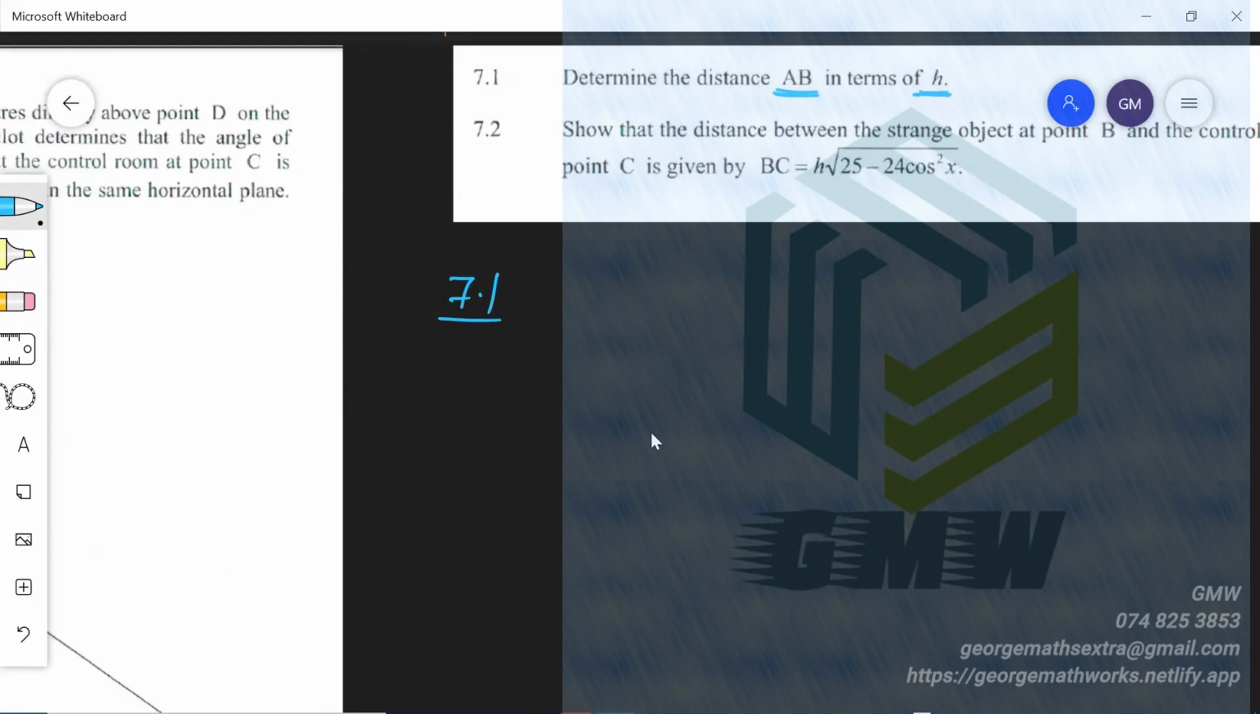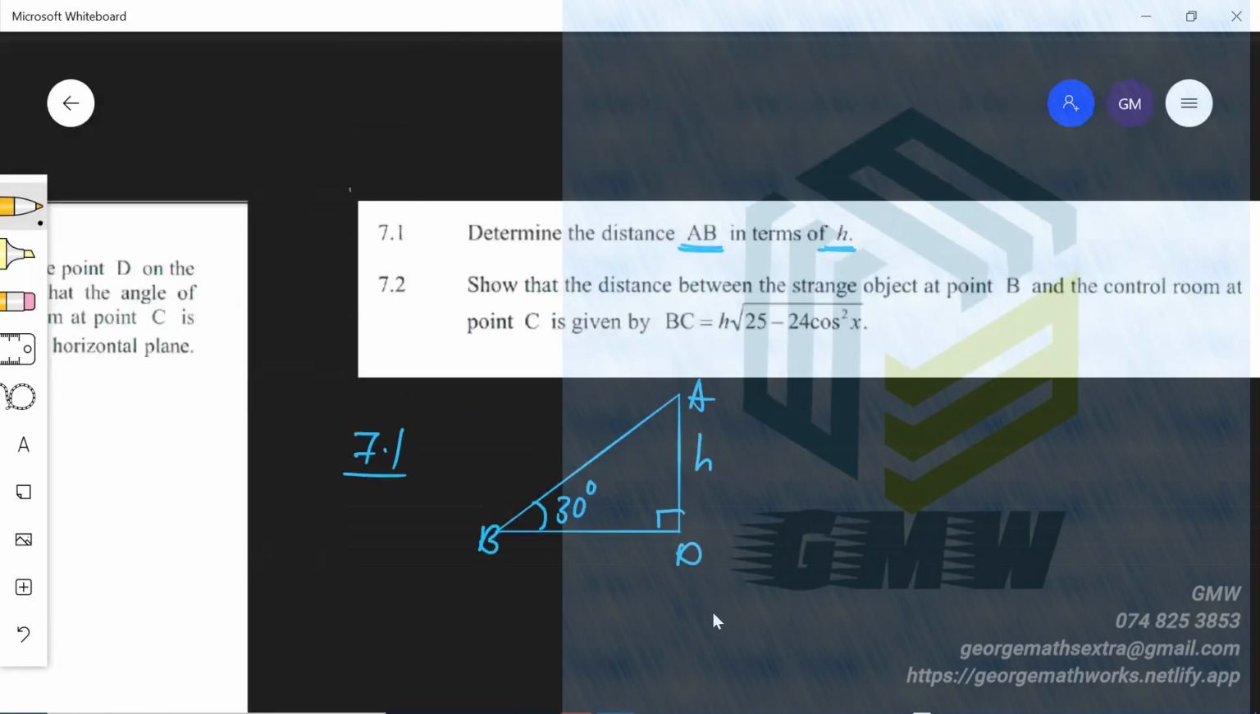Let's see. All right. So I can say A, B, and D. 90 degrees here. h is this side. Then we said here it's 30 degrees, by alternate angles. Now, they want us to find the side AB, and I have an angle and I have one side.